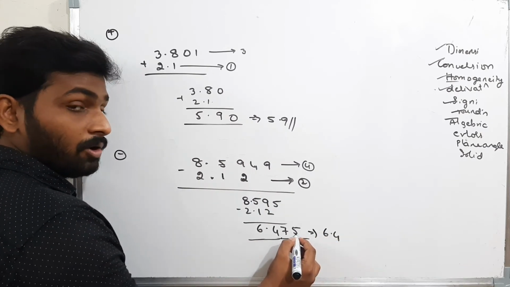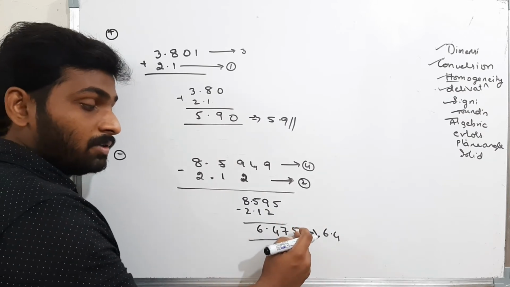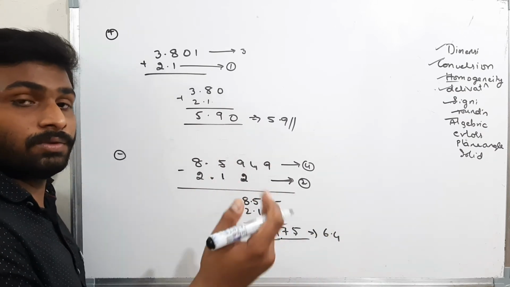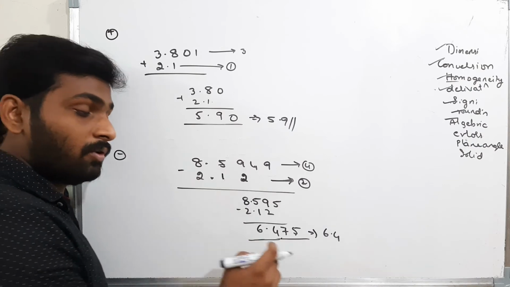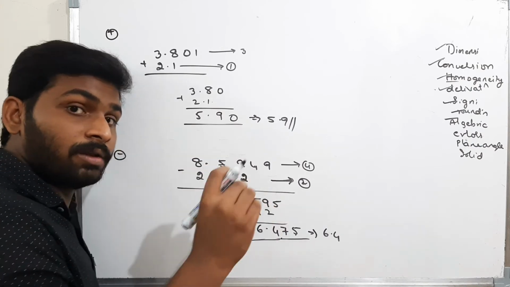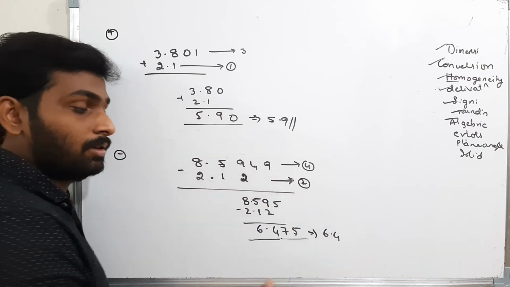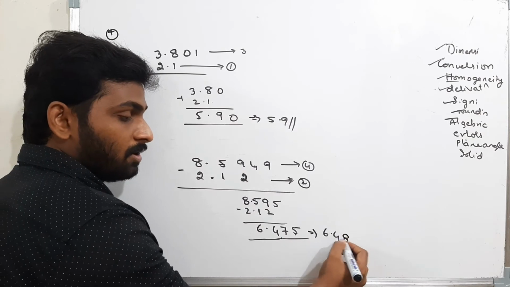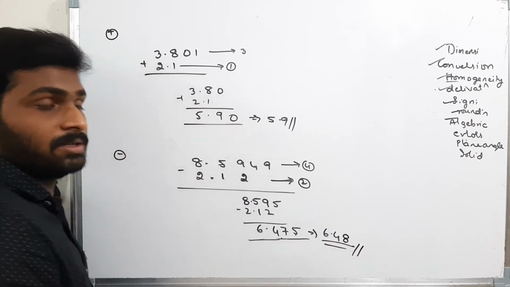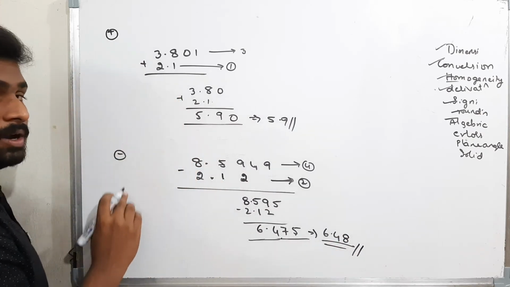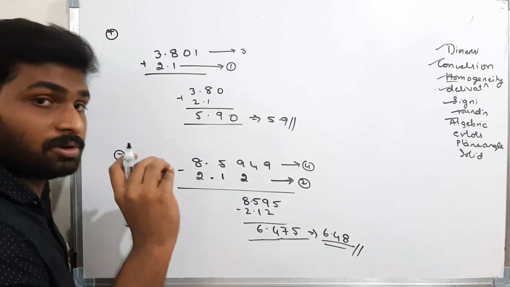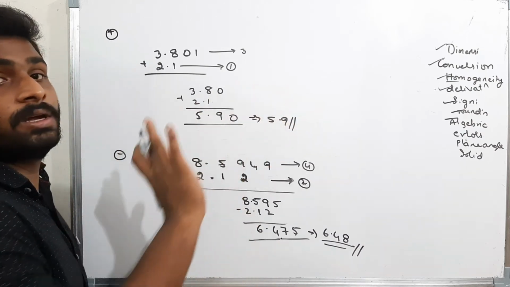I have to round off 5. If anything is following 5? No, nothing is following. Therefore, second case, even or odd. Before number is even or odd? Before number is odd. If it is odd, I should add plus 1. Therefore, 6.48 is the answer. This is in addition and this is in subtraction. In addition and subtraction, I will see only the number of digits after the decimal.